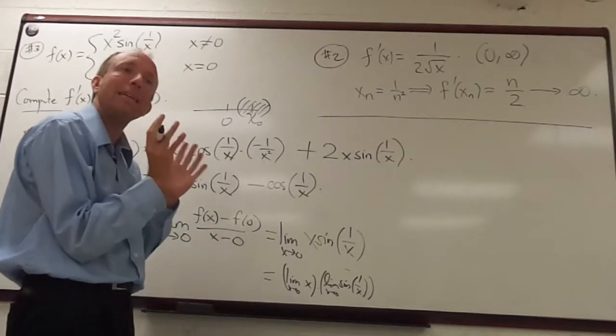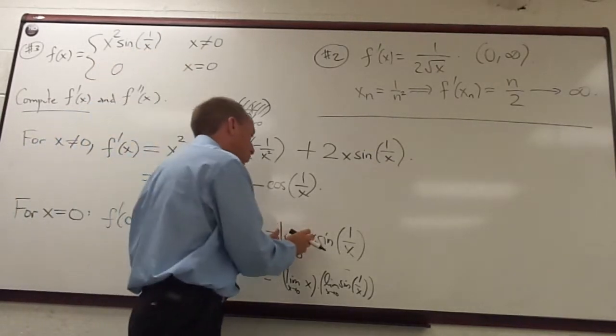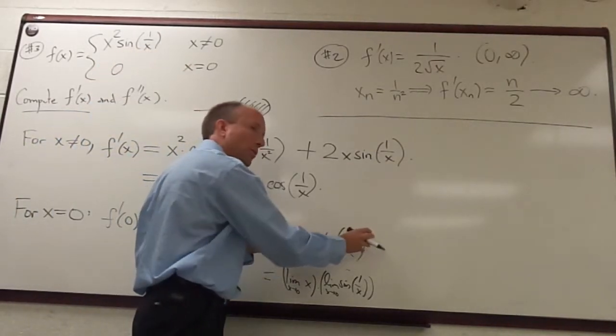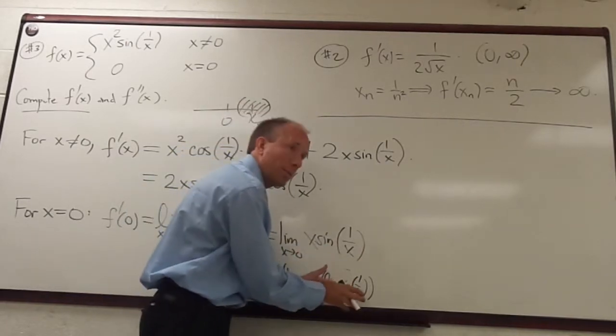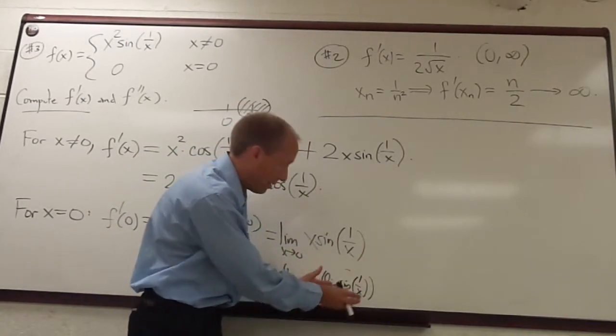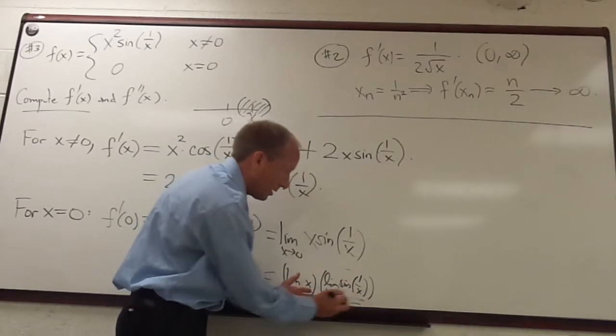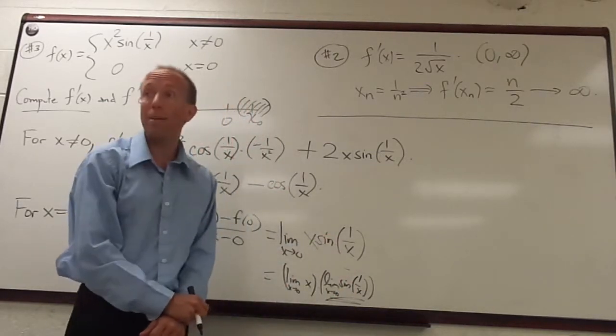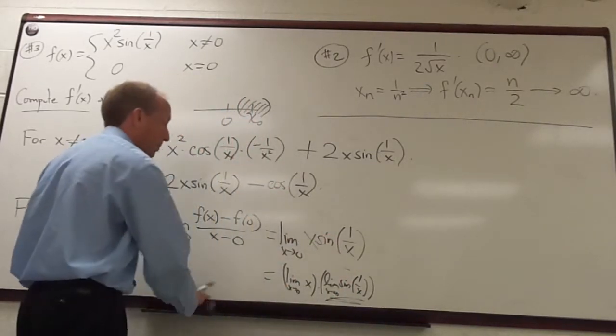I can't say that because it's only valid to split this into two limits if both individual limits exist. So if the limit on the right doesn't exist, then what I just did was not a legal step. So I have to back up, I can't do that.